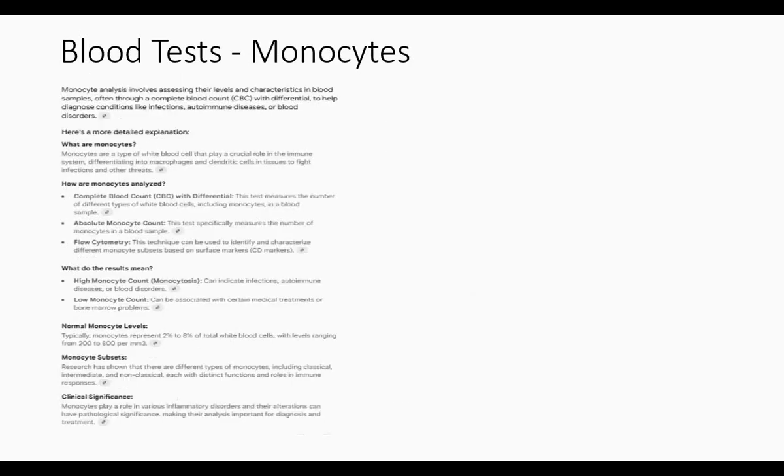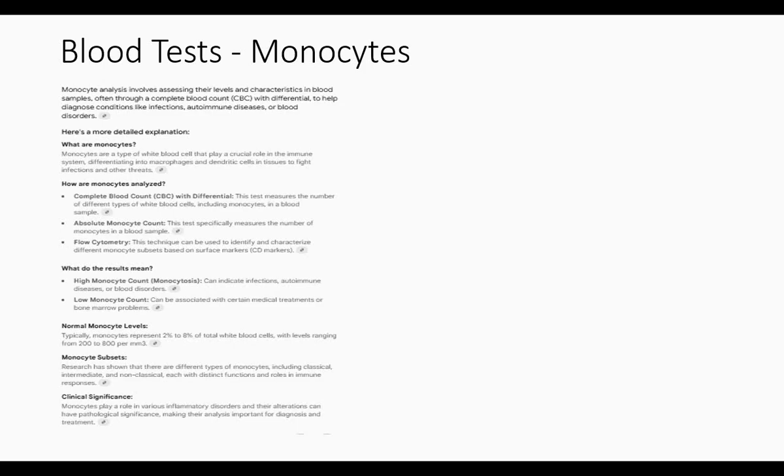Monocytes. Monocyte analysis basically involves assessing the levels and characteristics in blood samples through a CBC, to check for disease and infections, autoimmune disease, blood disorders, and so on and so forth. Again, monocytes are another type of white blood cells. They deal with the immune system. When it comes to analyzing monocytes, it may be done using CBC, complete blood count, absolute monocyte count, and flow cytometry.